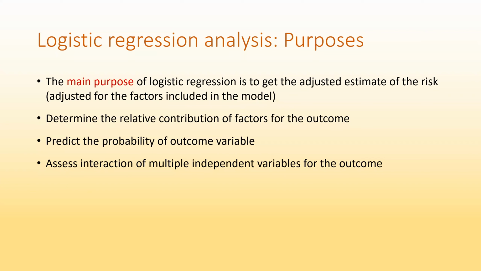That means which variable contributes most. Okay. And third, like in multiple regression, we can also calculate the predictive probability of the outcome variable. We can calculate, if the person's characteristics are such and such, then what would be the probability that the person would have the disease?